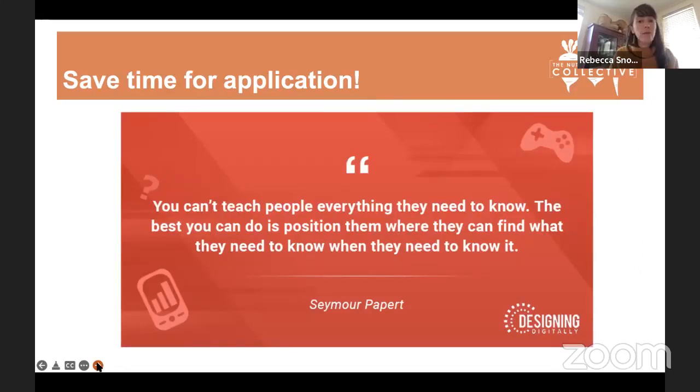You can't teach people everything they need to know. The best you can do is position them where they can find out what they need to know when they need to know it. So providing tools and information on how to access the information they need. And the other thing I would say is that people learn by doing more so than by being told, as I said. So save time in your presentation for people to apply knowledge. There are so many different ways to apply knowledge.